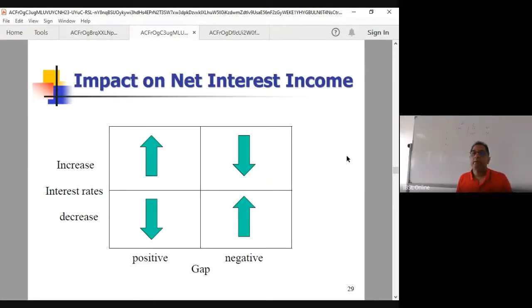Then again, we already discussed how an increase in interest rate impacts your positive gap and negative gap. To summarize, repeating it: if there is an increase in interest rate and you have a positive gap, it is positive for you in terms of NII. If it is a decrease in interest rates and you have a positive gap, it is usually negative for you. If you have a negative gap and interest rates increase, it's negative for you. And if it's a negative gap when interest rates decrease, it is usually positive for you.